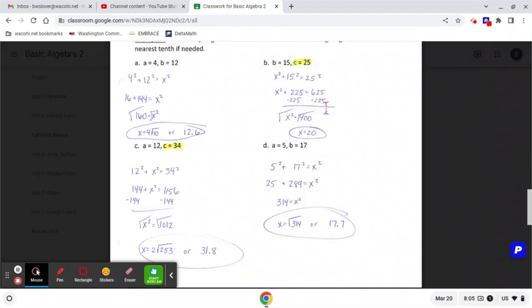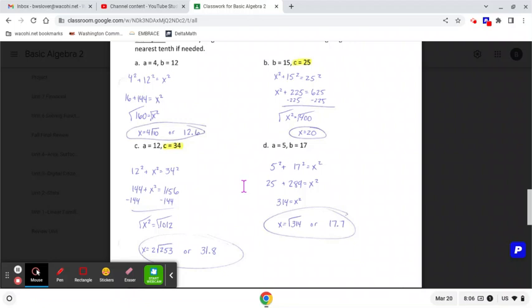Letter B, I gave you a leg and a hypotenuse. Plug in your leg, plug in your hypotenuse, square your numbers. Because I gave you the hypotenuse, I'm going to subtract my numbers, and then I take the square root. Same thing for letter C and D.